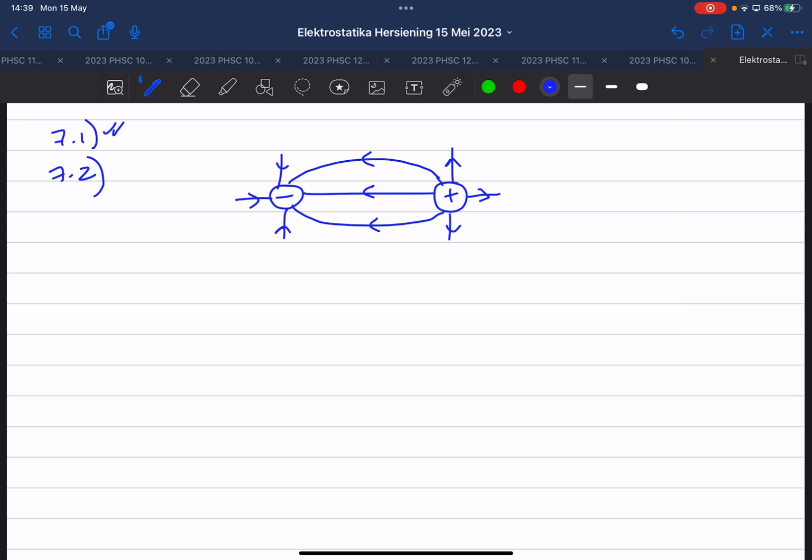Okay. Dan vraag 7.3 sê hulle. Calculate the magnitude, die grootte van die elektrostatiese krag wat hy op X uitoefen. So that is Coulomb's law, the force Q1, Q2 over R squared. Easy peasy lemon squeezy.